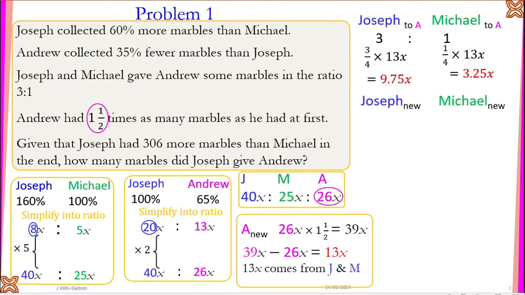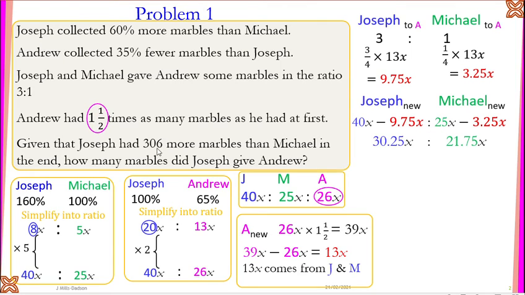So we now need to work out what Joseph and Michael will have after they've given these shares to Andrew. So we take away 9.75x from 40x, then 3.25x from 25x. So this is now the share of Joseph, the share of Michael. Now let's go to this section.